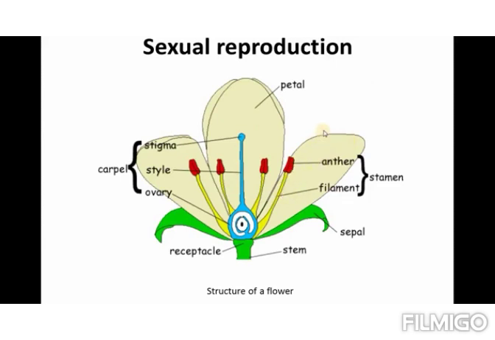Right? Now the last and fourth whorl is called the gynoecium. This middle one, blue color, is called the gynoecium. One member of the gynoecium is called the carpel. If we see the structure of the carpel, it has three parts.